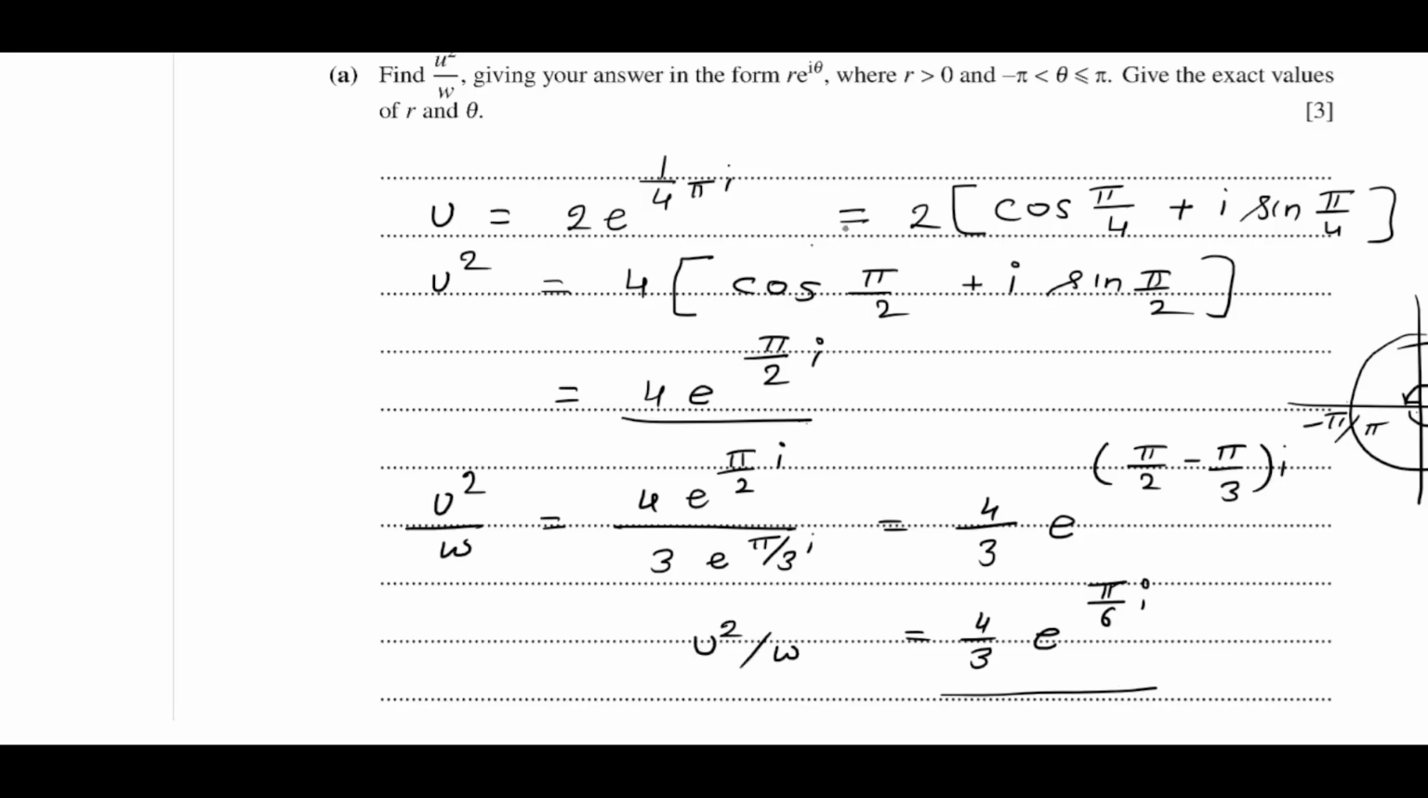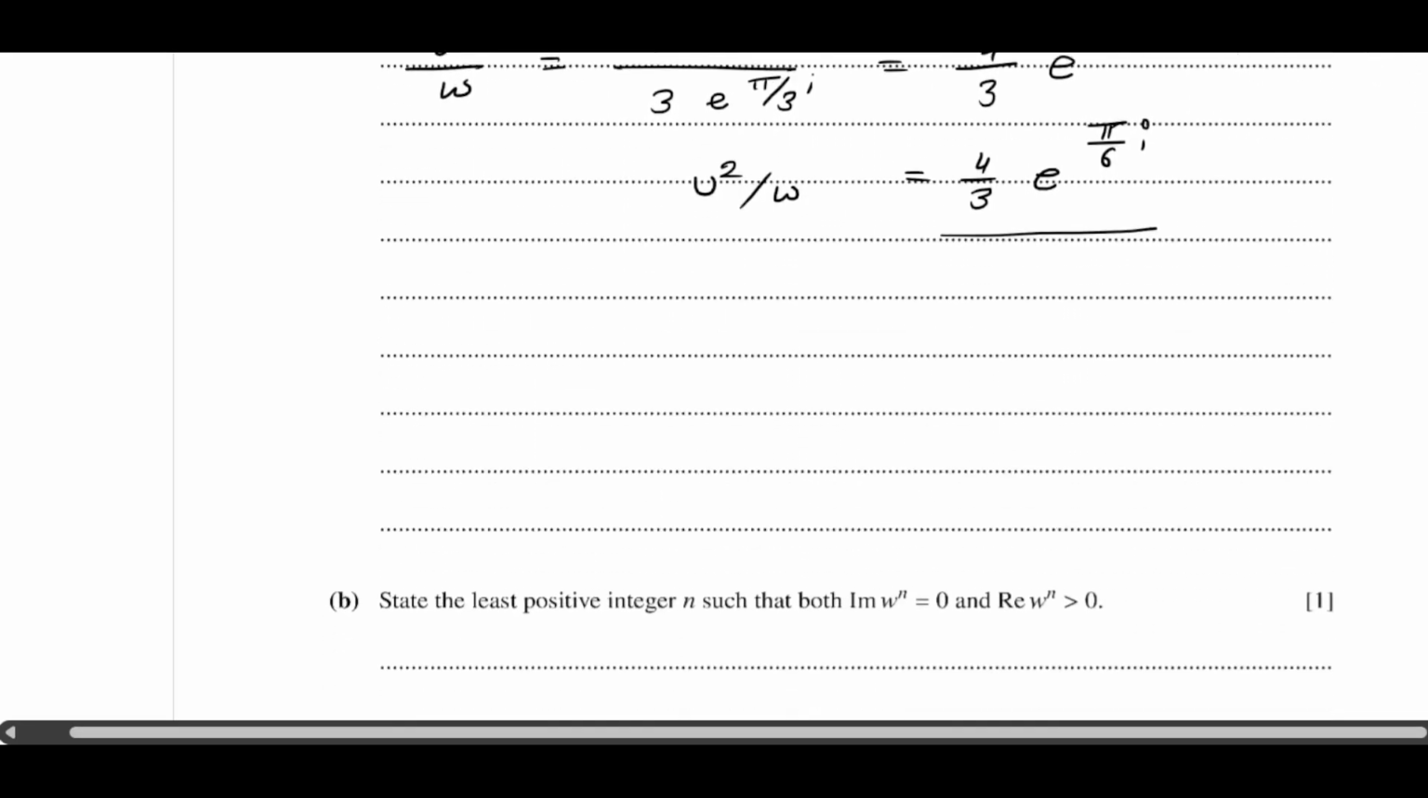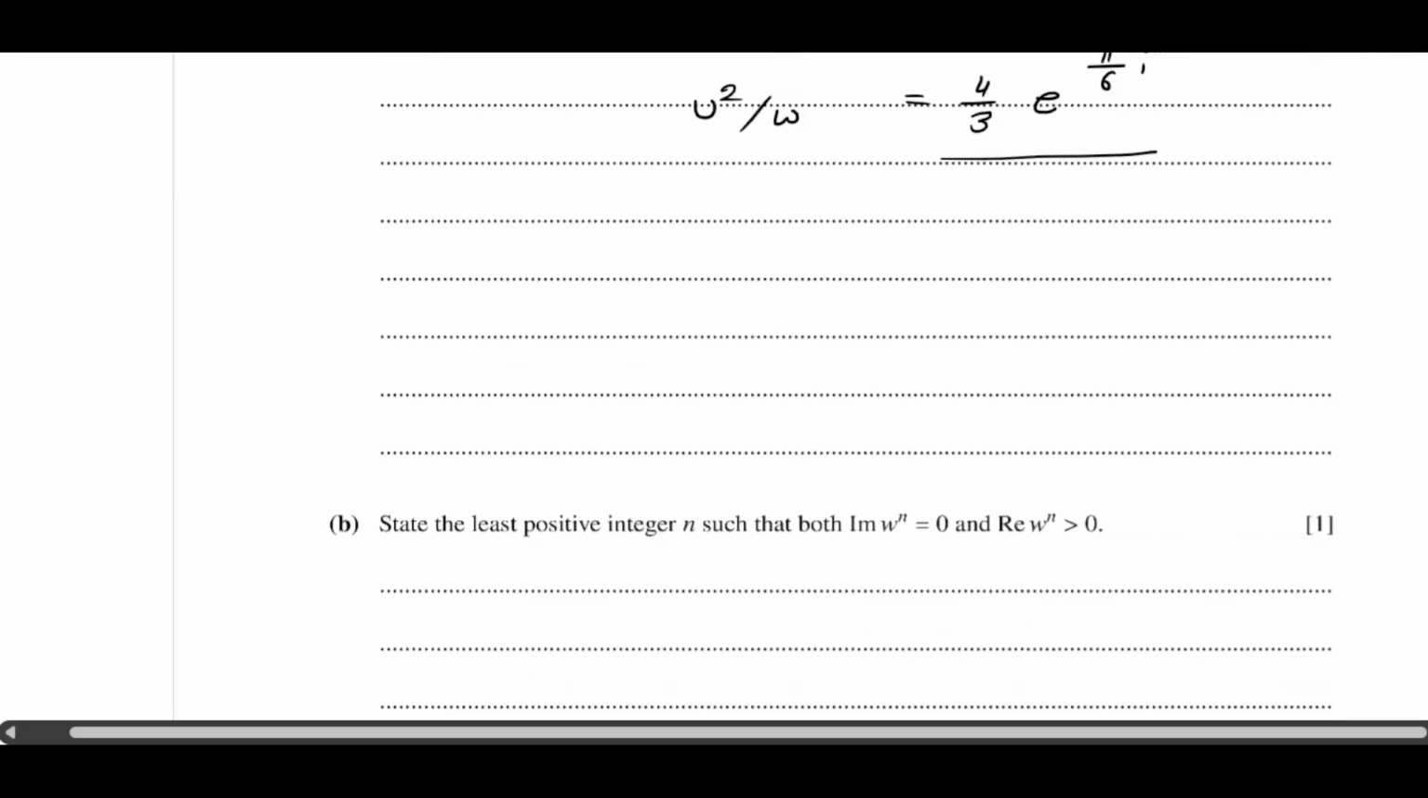Okay, so the exact value of r is 4/3 and the exact value of θ is π/6. This is the first part: 4/3 e^(πi/6).